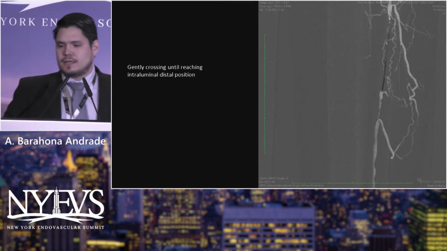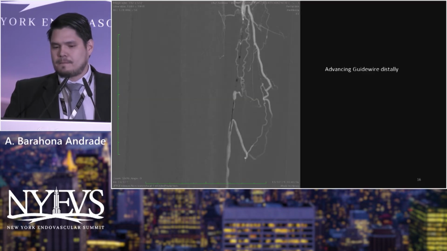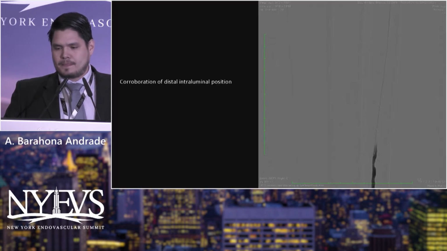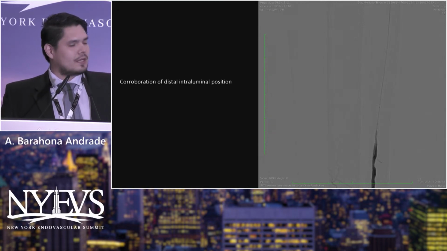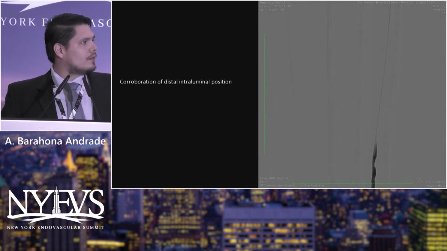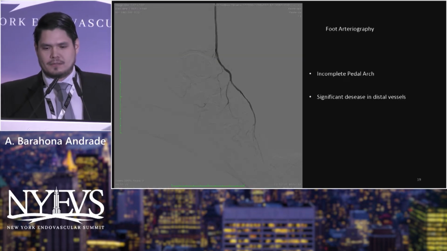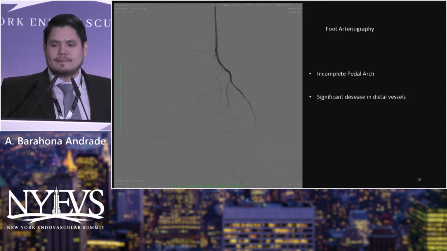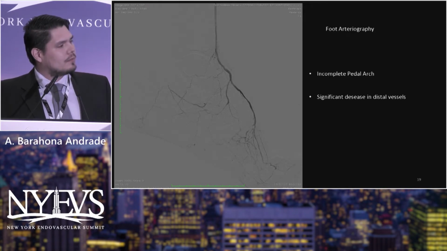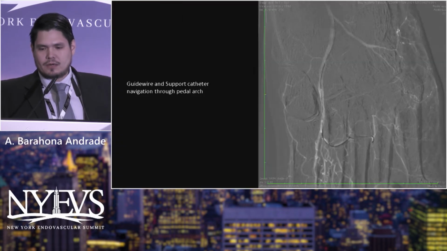Afterwards, we gently advanced the support catheter. We did a distal shot to see if we were intraluminal, and afterwards we advanced the catheter. These are images of the foot circulation. As you can see, we got an incomplete pedal arch, so we decided to treat this arch.